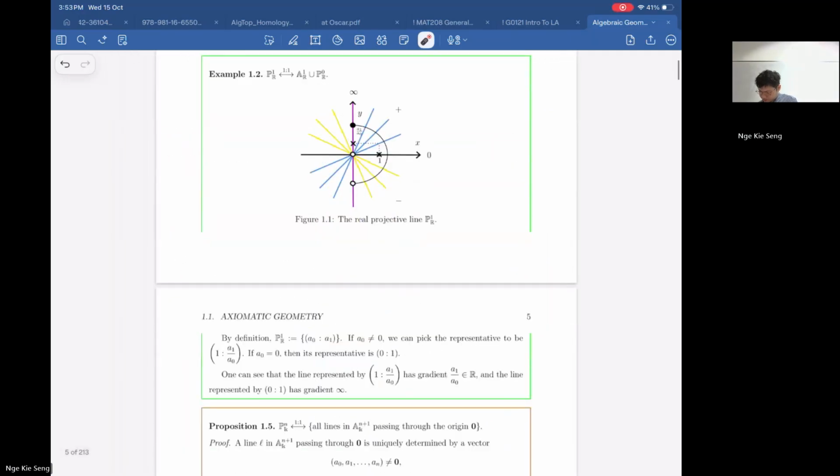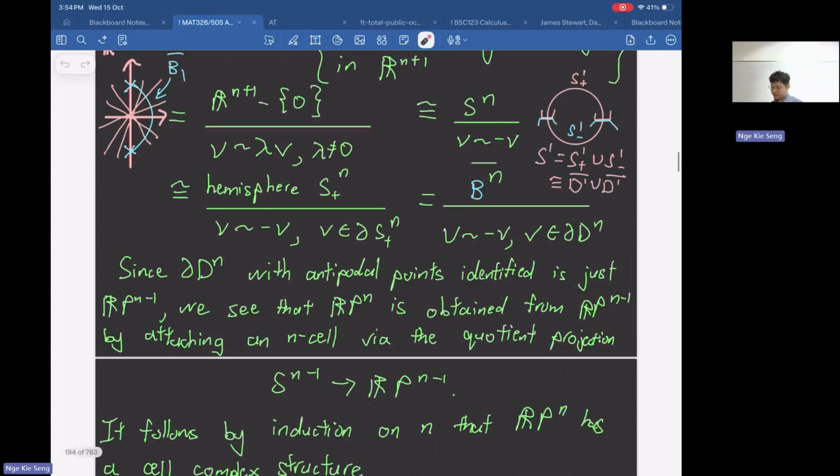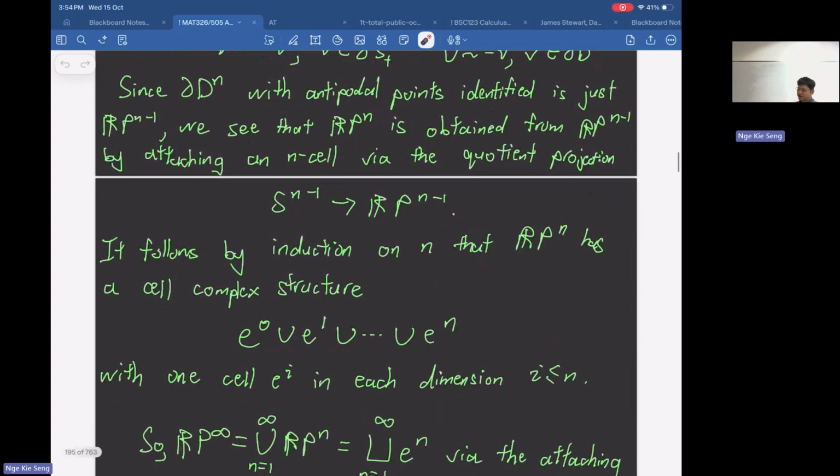If you are not familiar with this one, you just do it step by step, using the argument in algebraic topology. Then by induction, you'll see that RPN has E0 up to En. Using En, you identify opposite points. When you identify the opposite ones, it is actually the structure of the smaller RPN. Then you can keep doing induction up to E0. Okay or not?